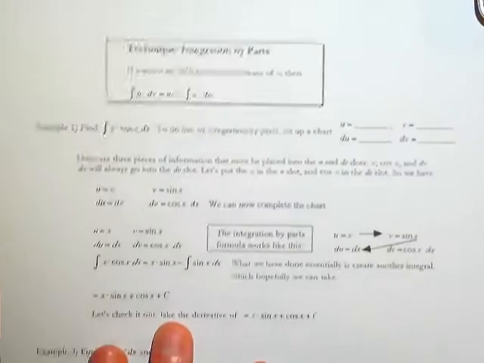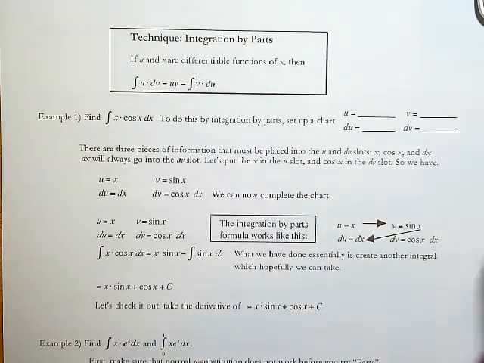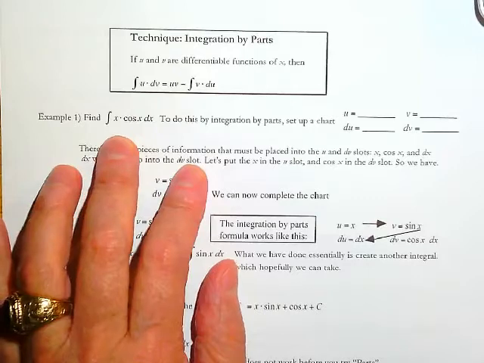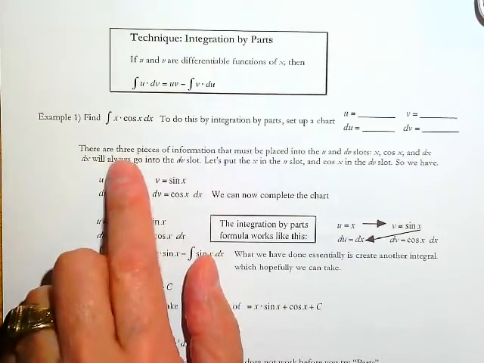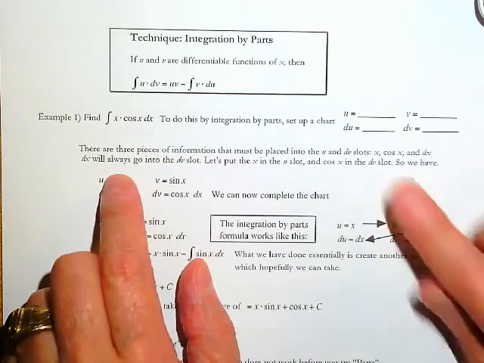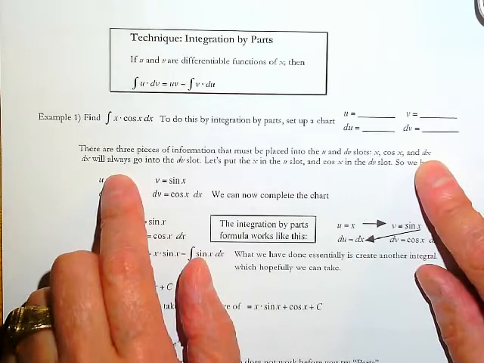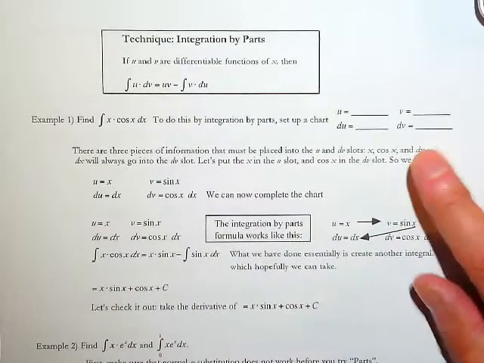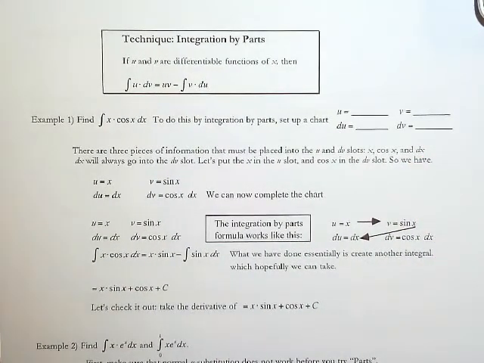Okay, so this first one, we've got cosine x times x, and we're going to go ahead and set this up for integration by parts. You always want three pieces of information that you're going to place in the u and the dv. We've got x, we've got cosine x, and dx. Well, the dx is always going to go in the dv slot because you're going to take the integral there. But what would you pick for your u? We'll talk at the end of the lesson about ways to pick u. It's an easy way to picture those.